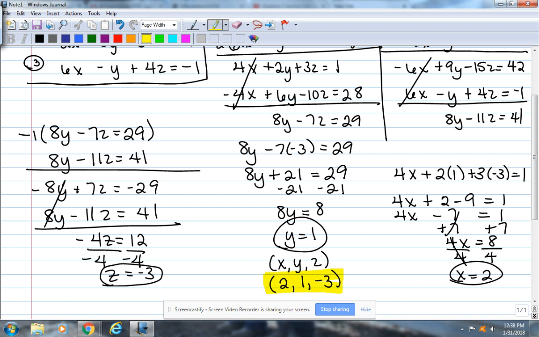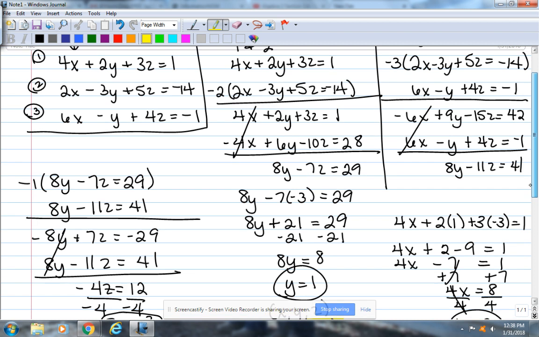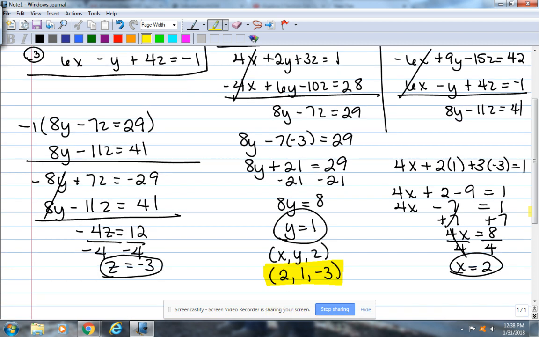And we could check it by plugging those coordinates in for x, y, and z into all three original problems. And if they all come out to be true statements, then our solution is correct. So hopefully this was just one more example that you can see all the way through of solving a system of equations with 3 variables and 3 equations.